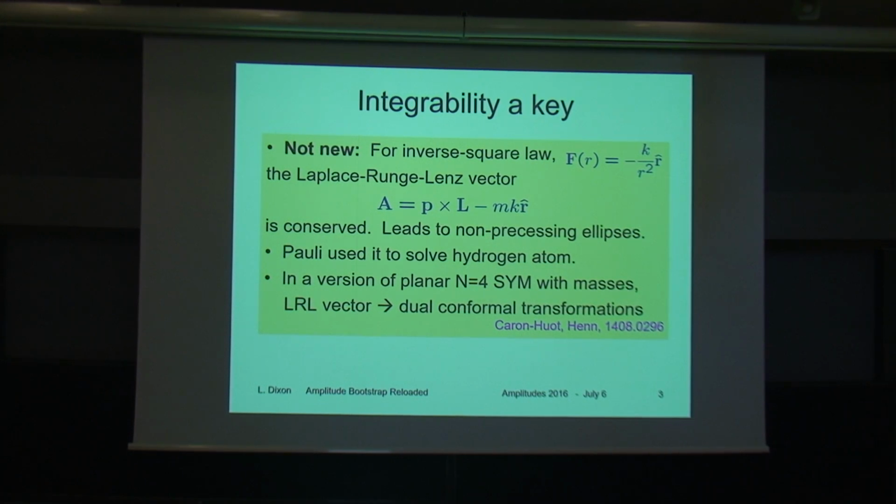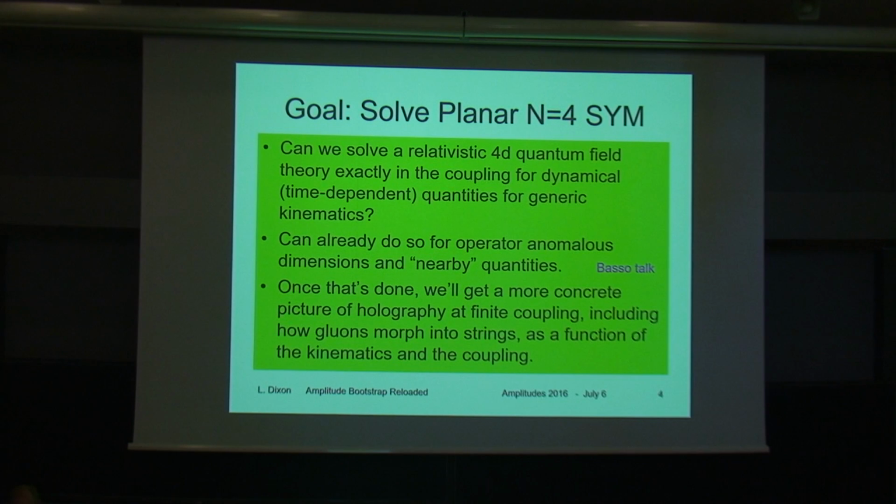And in a version of planar N=4 super-Yang-Mills with masses, Simone Caron-Huot and Johannes Henn showed that this Laplace-Runge-Lenz vector is within the class of dual conformal transformations. So given this extra symmetry and its historic role in the hydrogen atom, you can really say that planar N=4 super-Yang-Mills theory is the hydrogen atom of the 21st century. And we should use it as a testing ground for many ideas in developing quantum field theory.